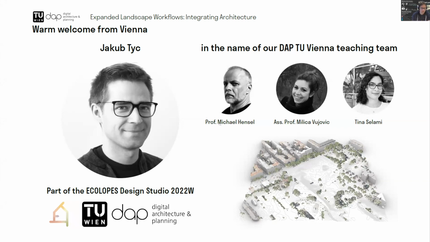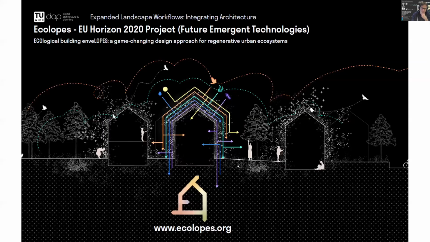My name is Jakub Tits, and I'm welcoming you in the name of our digital architecture and planning department at TU Vienna. We are running this Ecolabs design studio with Professor Michel Hensel, Elisa Bujavlic, and Tina Salami, and we are doing digital architecture and terrain modeling together with the students in our studio. This work is a part of the Ecolabs project, which is financed by the European Union. It's about a game-changing design approach for urban ecosystems.